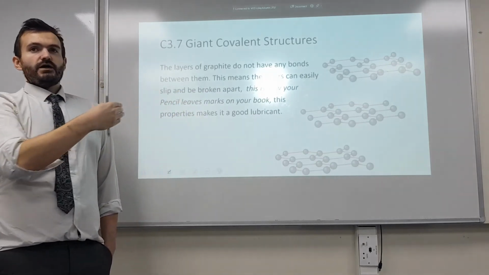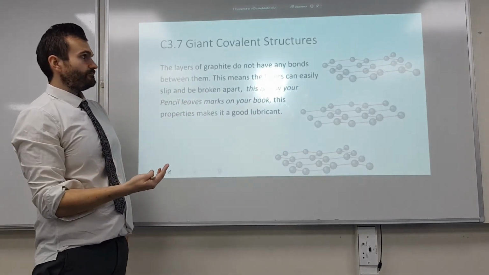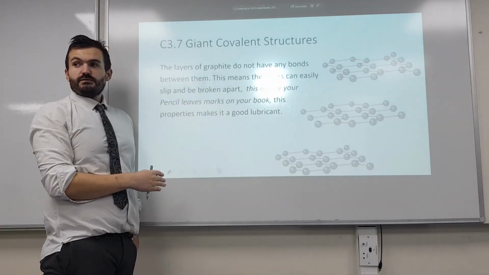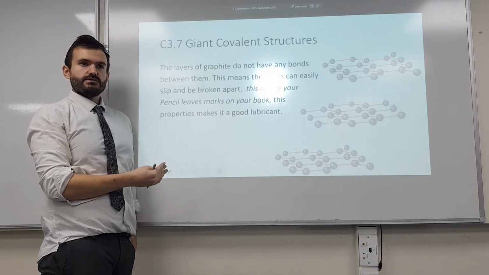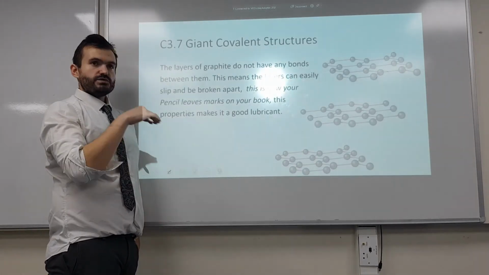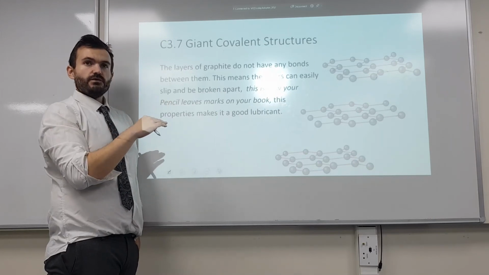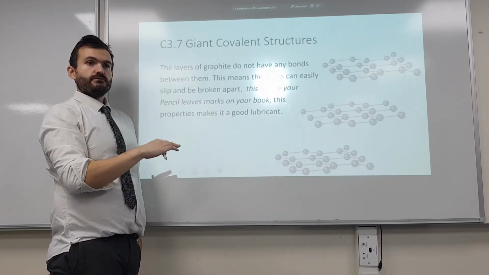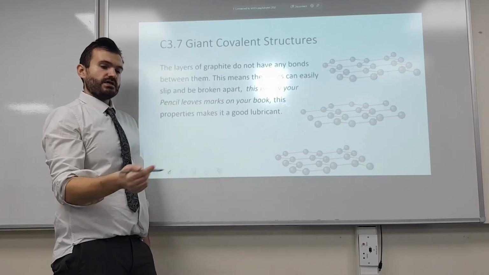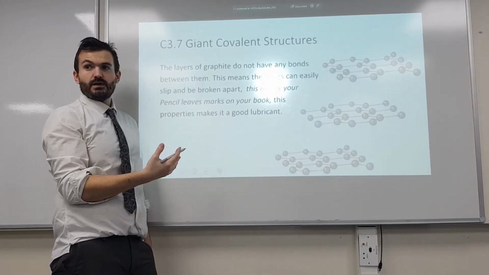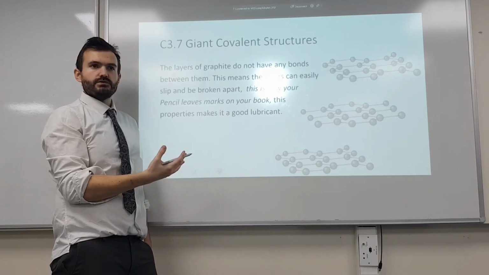Where graphite is different to diamond, the bonds in between the layers are extremely weak because they're not covalent bonds. So the layers will slip over each other. It requires very little force to make the layers move. So this is how your pencil works. As you drag your pencil across, you're leaving layers of graphite on your paper because there's no covalent bond holding them together.